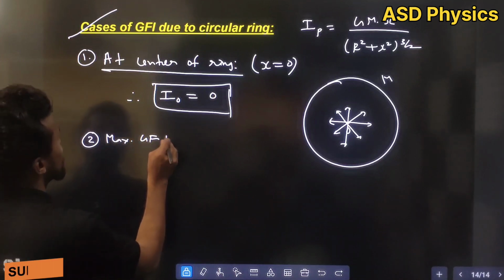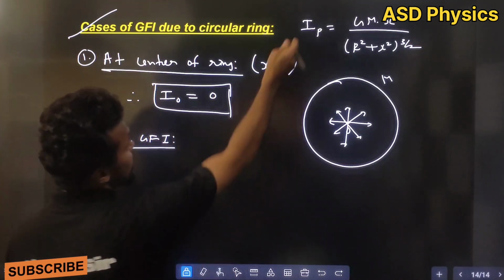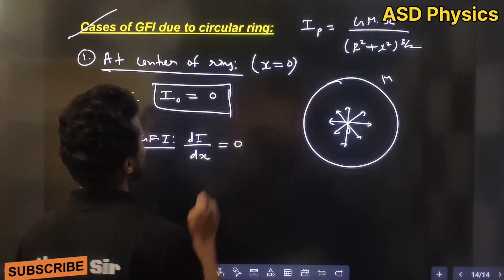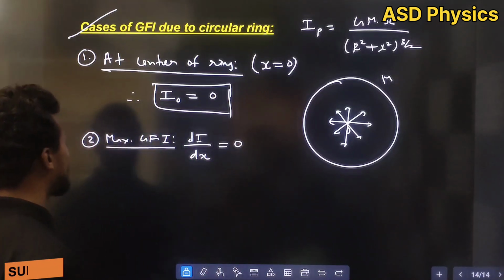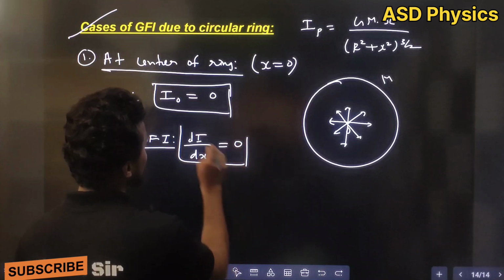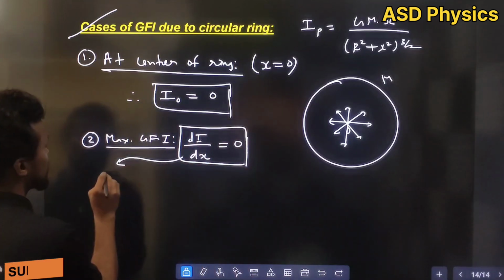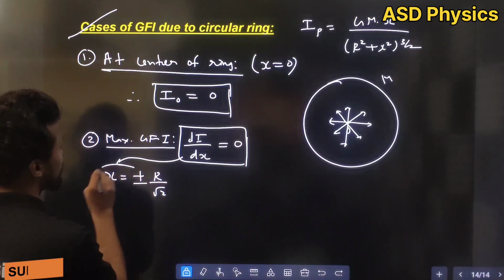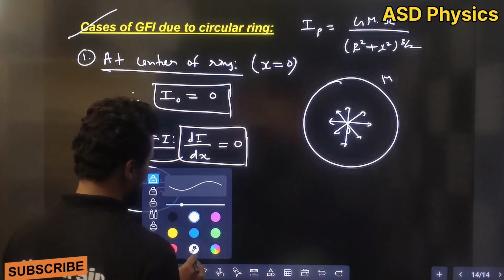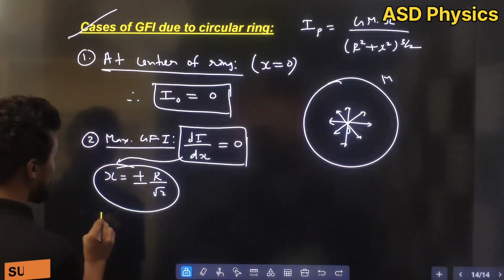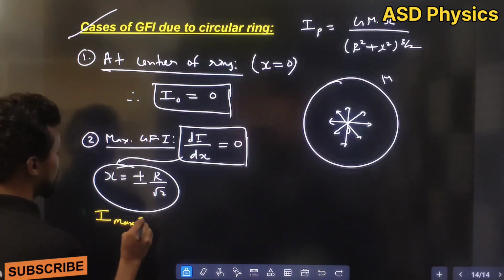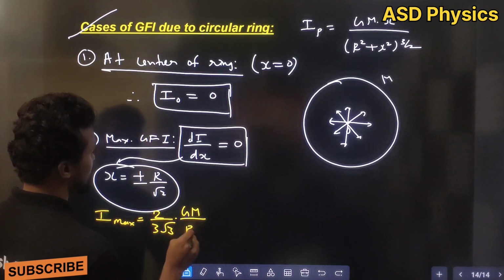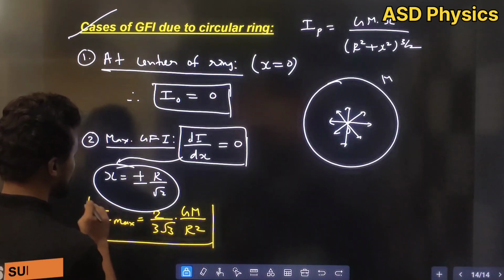And the second one, maximum GFI. For maximum GFI, what I will do is dI by dx equal to 0. No need to do the mathematical thing, they will not ask that here. So when I do dI by dx equal to 0, I get x equal to plus or minus R by root 2. At this point only GFI will be maximum, and this maximum value of the GFI, I max, is given by 2 by 3 root 3 into G M by R square. Okay, so this is the maximum GFI.